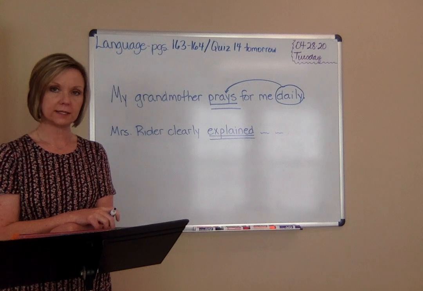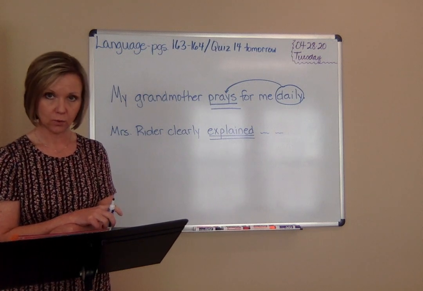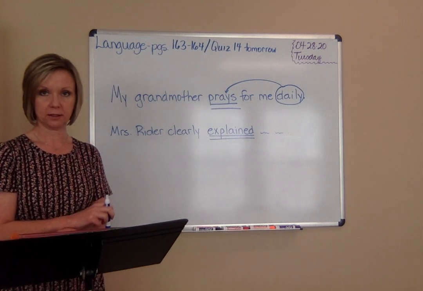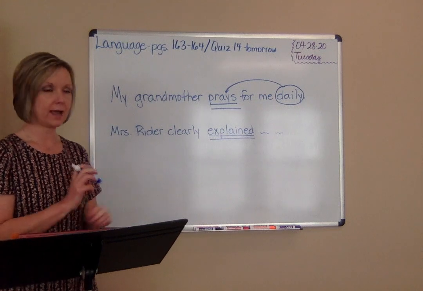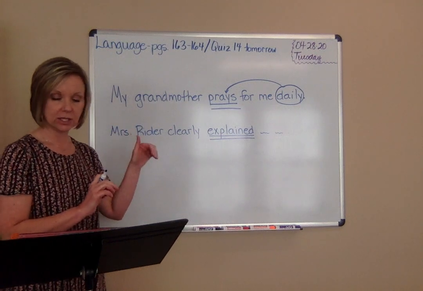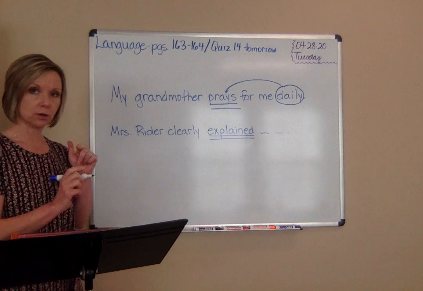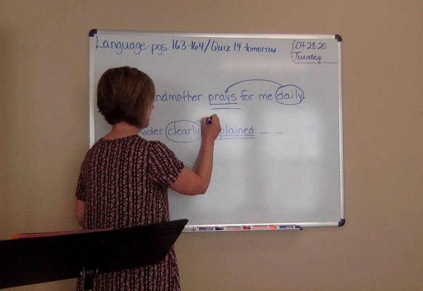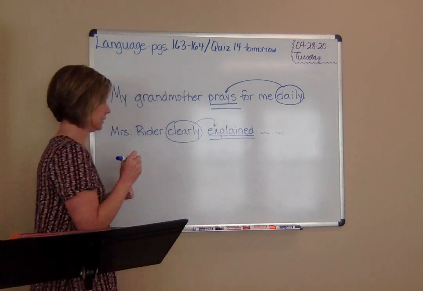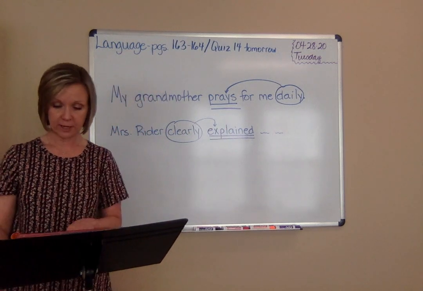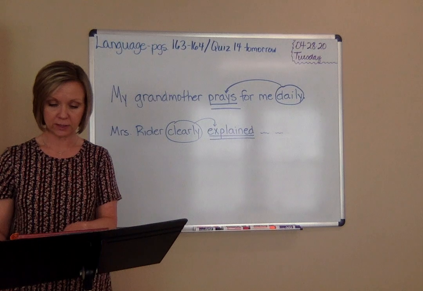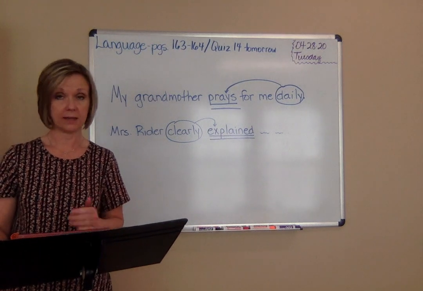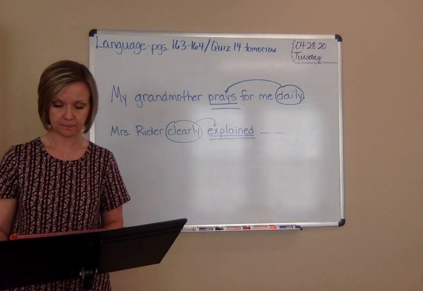The adverb is answering the question, how? How did she explain it? What is my adverb? Which means adding detail to the verb. Correct. It's clearly. So you circle clearly and match it to explained. Because you could leave that piece of information out and just say, Mrs. Ryder explained the assignment. And that's still a complete sentence.